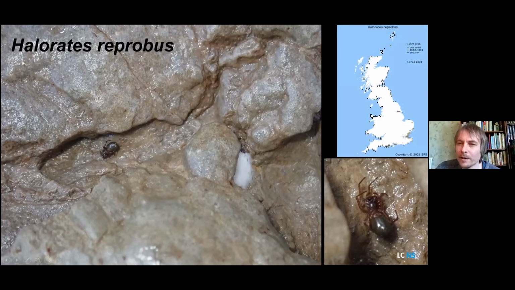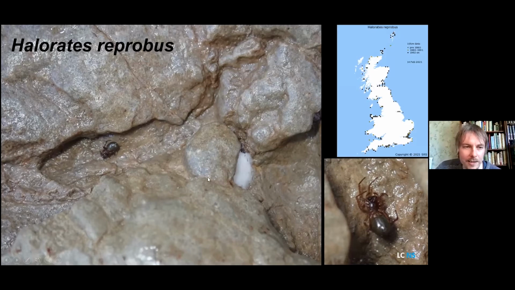Obviously, halo, salt. So start turning rocks and you'll find this sort of mid-size, very dark money spider clinging to the underside of the rocks. You can see on the maps, it's a very coastal species. Essentially, you're not going to get this inland at all. It's really down on the coast.